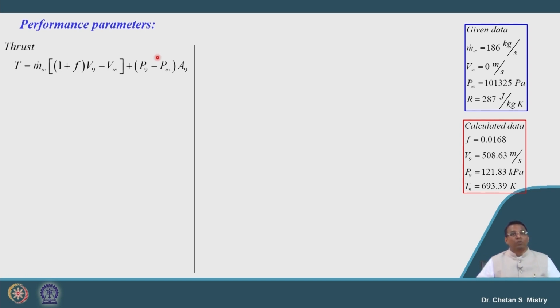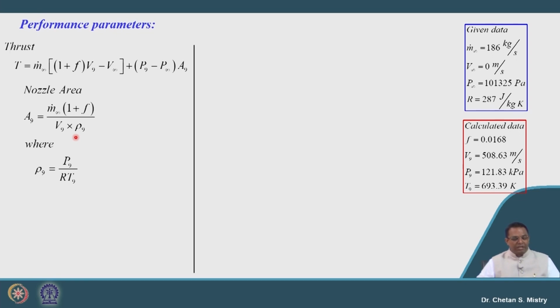In order to calculate that area, we will use the fundamental continuity equation. It says the mass flow rate at the exit is given by density into area into velocity. This mass flow rate we write as m infinity plus mf, or taking m infinity common, m infinity into (1 plus f). V9 is also known, but the unknown parameter here is the static density at the exit. If you recall, we have calculated the static pressure and static temperature.